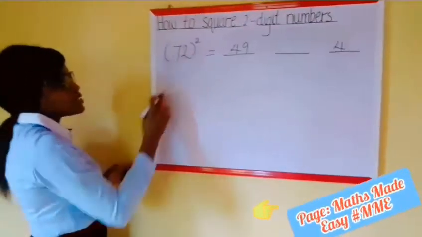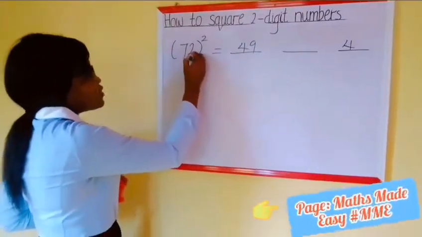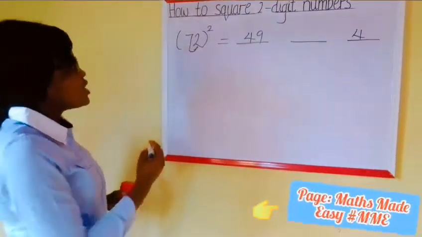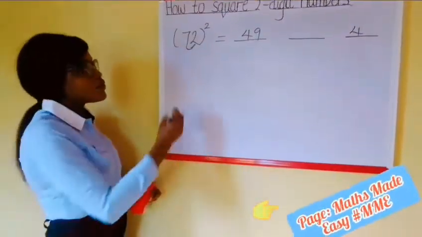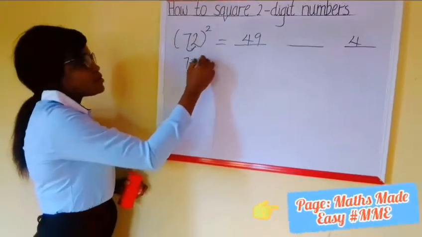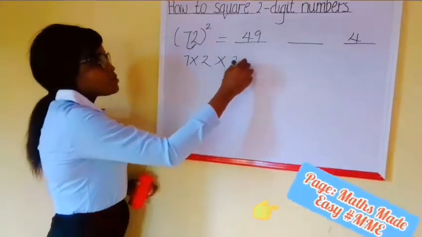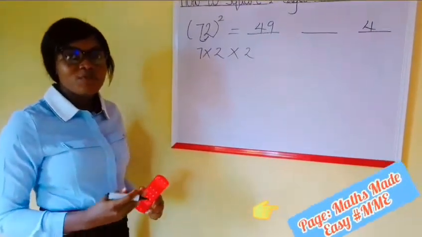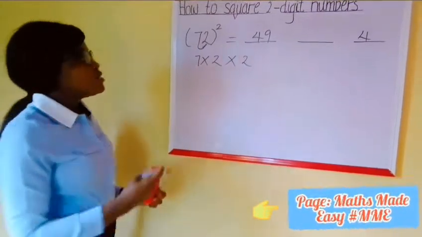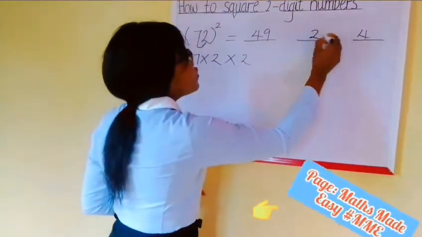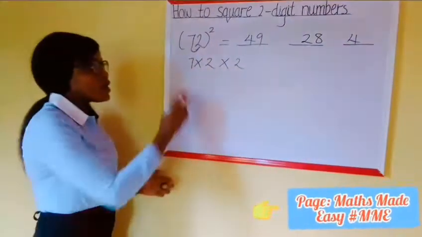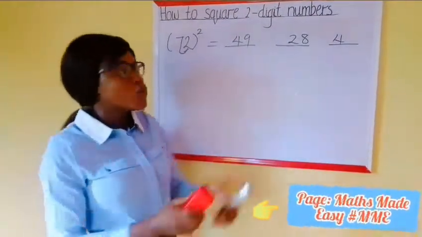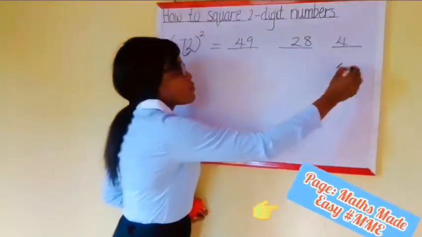Remember, for the middle part, you find the product of the 2 digits, 7 and 2, and then you multiply by 2. 7 times 2 times 2. 7 times 2 is 14. 14 times 2 will give us 28. Okay, here we already have 1 digit, so we are bringing down our 1-digit number 4.